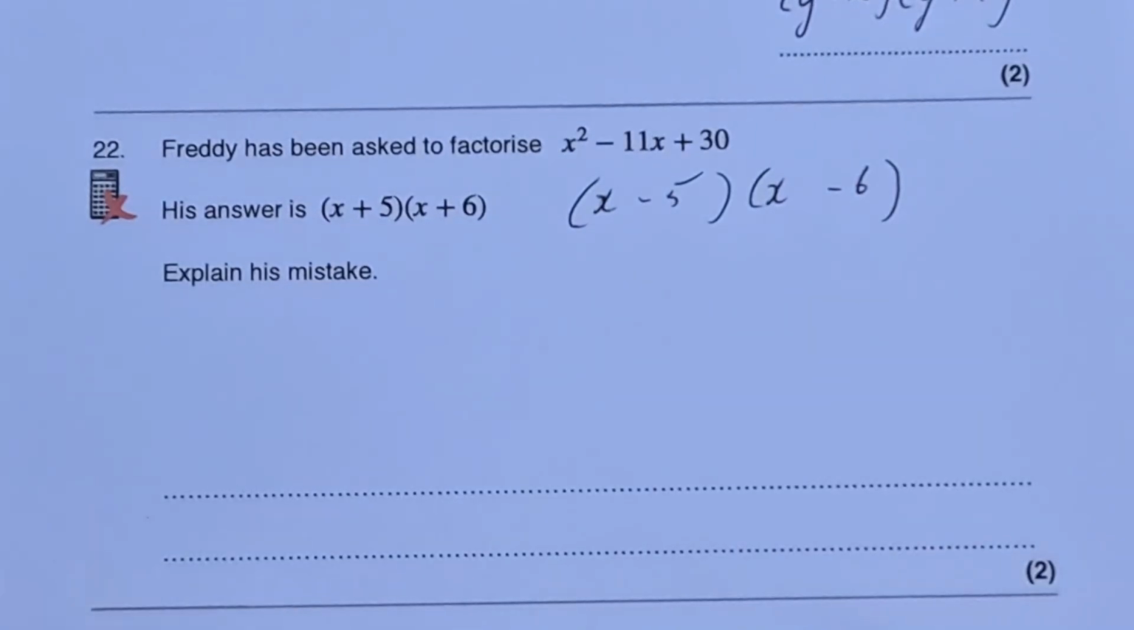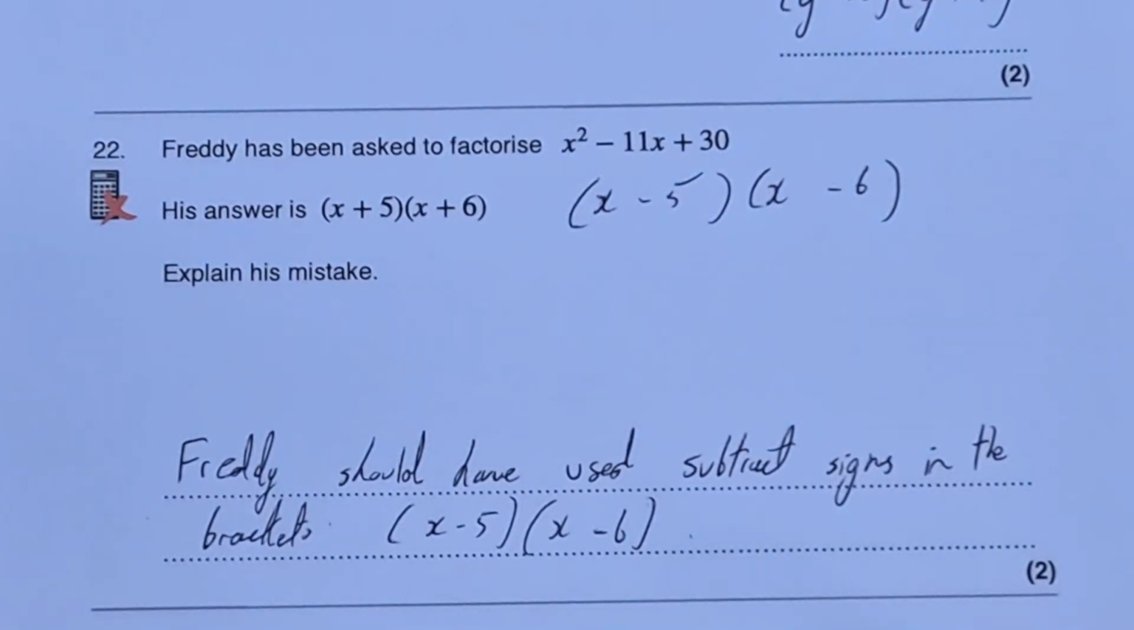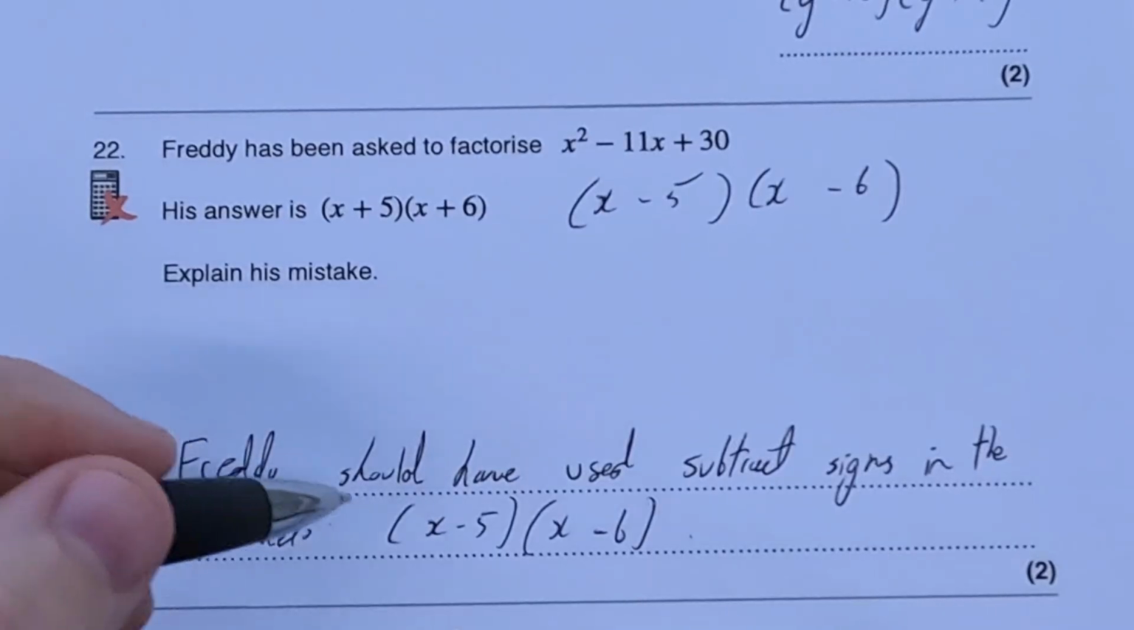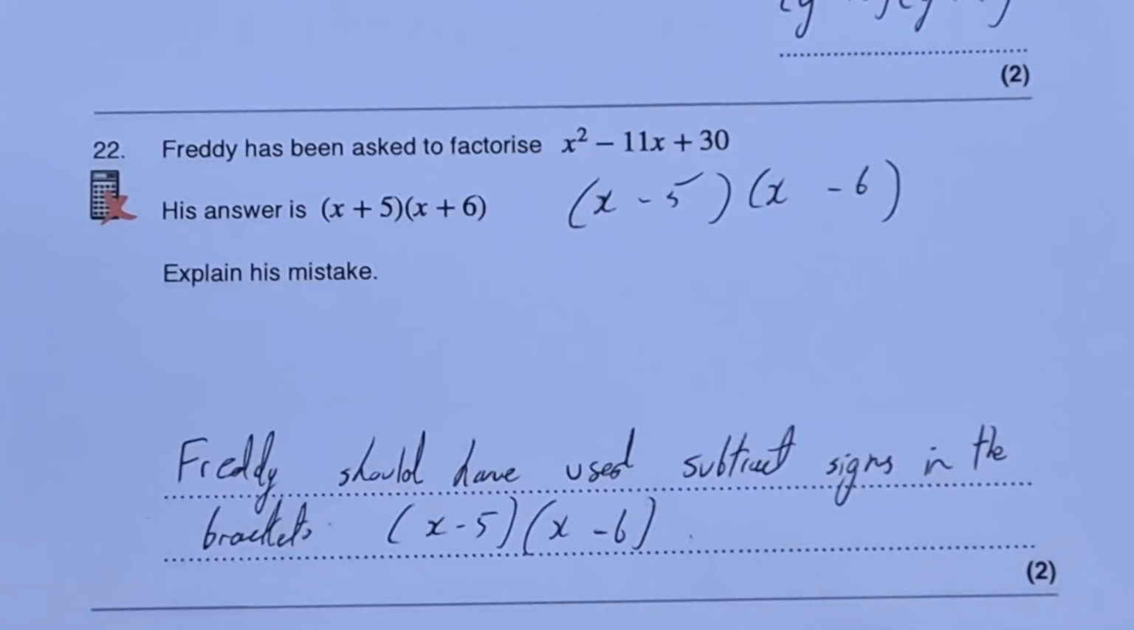And that's it, so let's explain that. I've just explained that Freddie should have used subtract signs in the brackets, so it should be (x - 5)(x - 6). And that's it. Okay, let's look at our next question, question number 23.